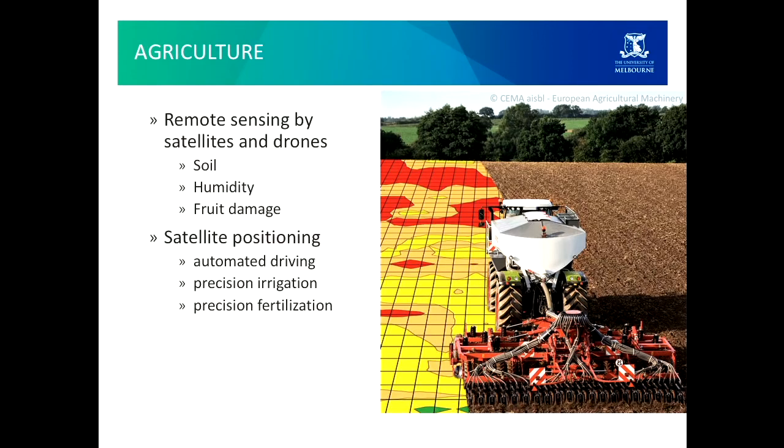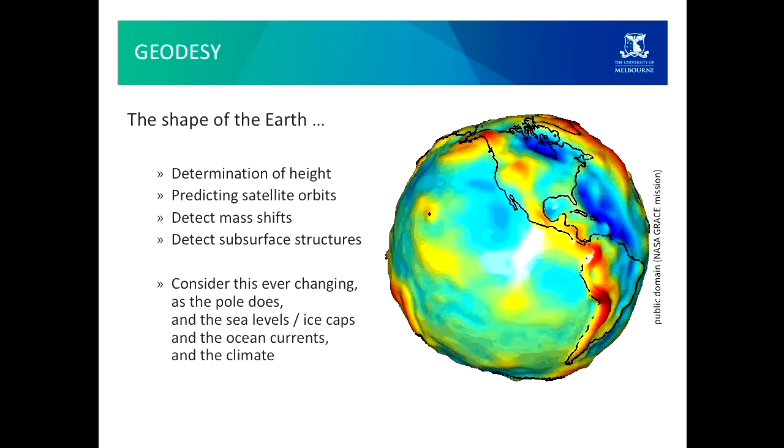Here's another example. Agriculture is more and more becoming precision farming. That means the machines know exactly where they are, and they know from satellite images that I've shown before how dry the soil is, what nutrition is in the soil, and where to fertilize and where to water. For that reason, this vehicle could also drive autonomously and relieve the farmer from boring activities during the day.